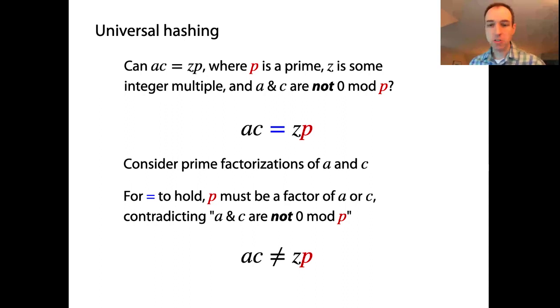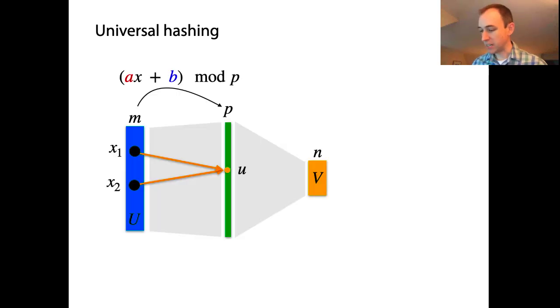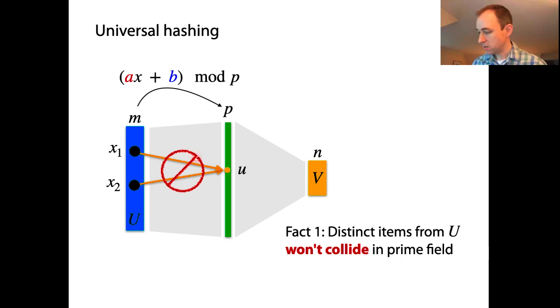So all of that was just in service of the argument that we actually cannot experience this. We can't have a situation where we take x1, we take x2, we put them both through ax plus b mod p, and end up on the same spot in the prime field. Not possible. Distinct items from U will not collide in the prime field. So if they're distinct to begin with, they're still distinct after we take ax plus b mod p.